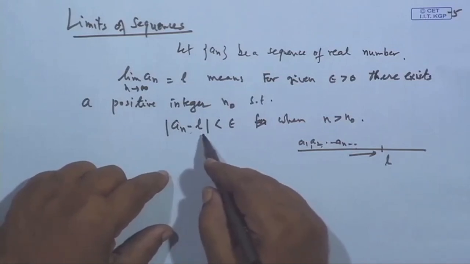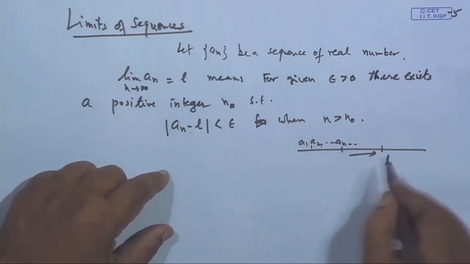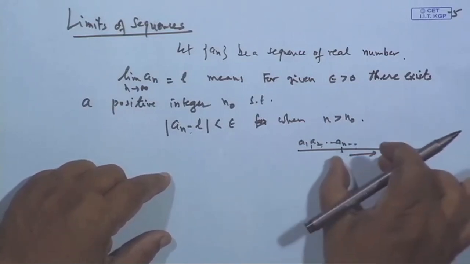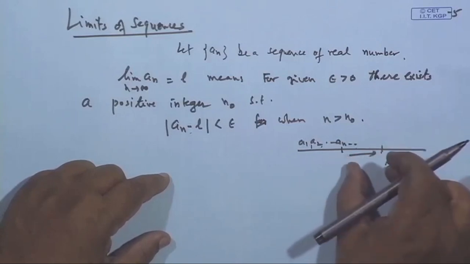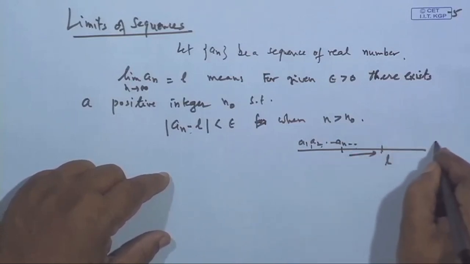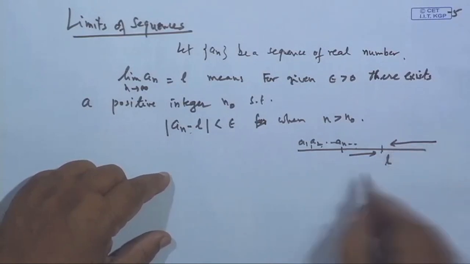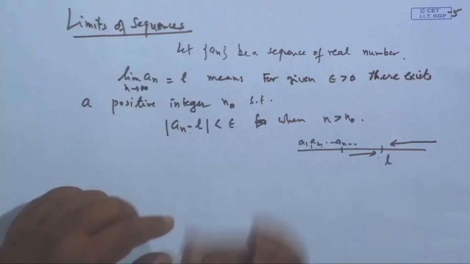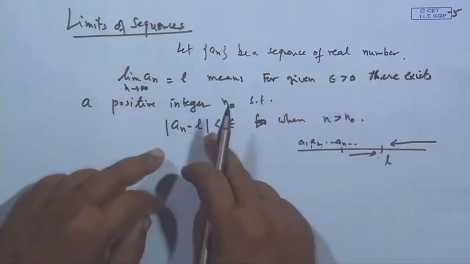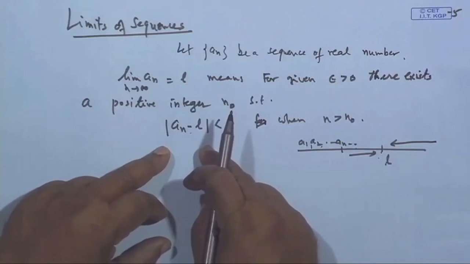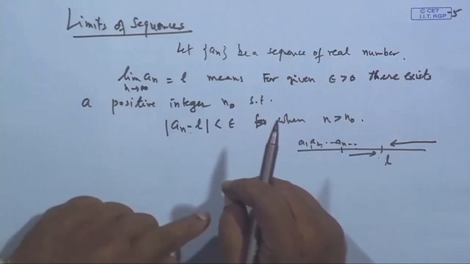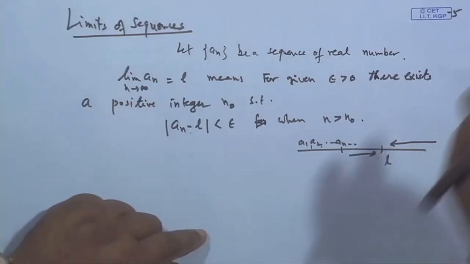Now a_n and L are both real numbers. They can be represented by points on the real axis, so once you have the points, you can identify the distance, and this is the distance |a_n minus L|. Why absolute value? Because a sequence may converge from the left-hand side, so L may be less than this, or L may be greater than this. But in absolute value, the distance must tend to 0 as n tends to infinity. So we say the sequence is convergent when the distance of a_n from L keeps on reducing to 0.